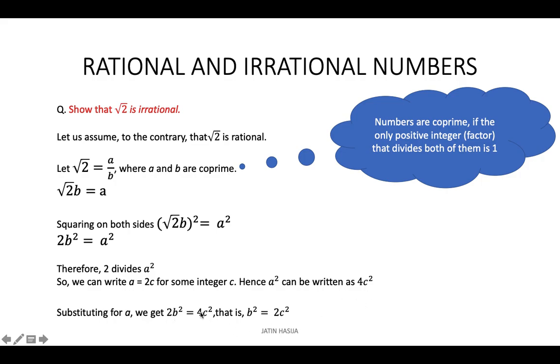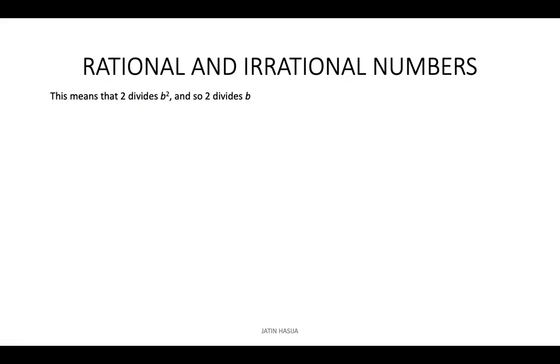Now if I cancel out this 2 and 4, I get b square is equal to 2c square. Now another conclusion. Earlier I wrote b square as a square upon 2, and here I have b square is equal to 2c square. It means that 2 divides b square, and if 2 divides b square, we can also say that 2 divides b also.